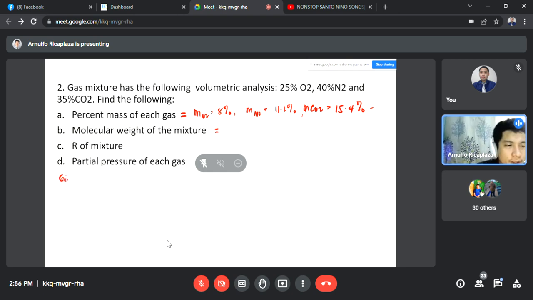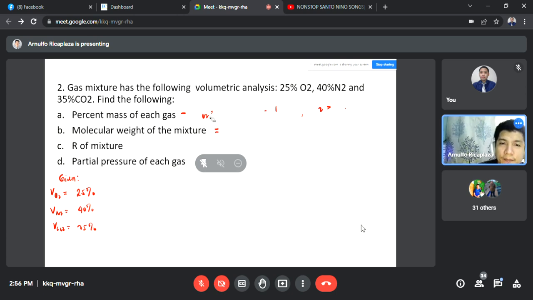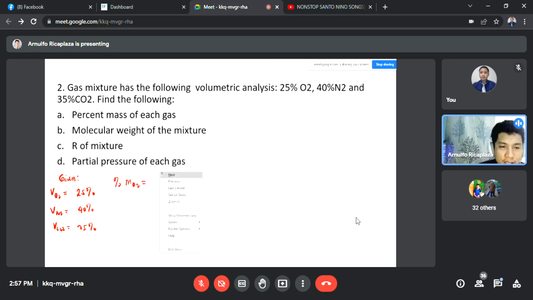So for the given, we have the percent volume of the O2 equivalent to 25%, the percent volume of the N2 equal to 40%, and the percent volume of the CO2 is 35%. Okay, since there is a mistake, let's check which is correct. I will check your answers, and of course I need your support too. For the percent mass, the percent mass of the O2 is the mass of the O2 all over the total mass of the mixture. The percent mass of the N2 is equal to the mass of the N2 over the total mass. The percent mass of the CO2 is equal to the mass of the CO2 over the total mass.